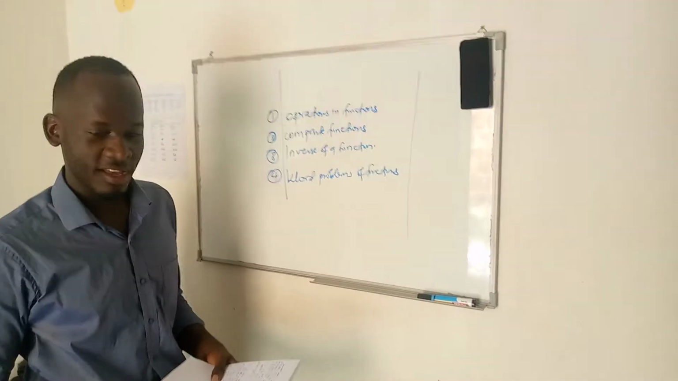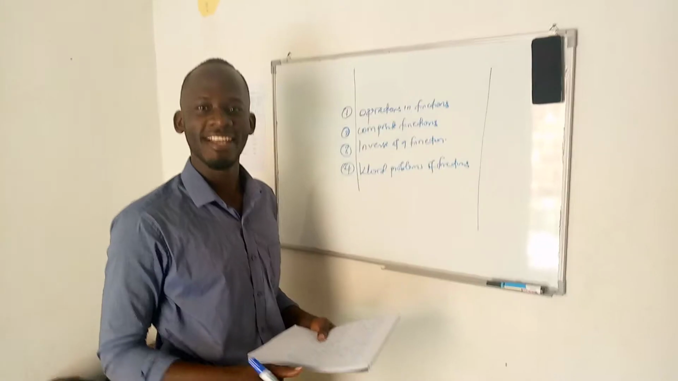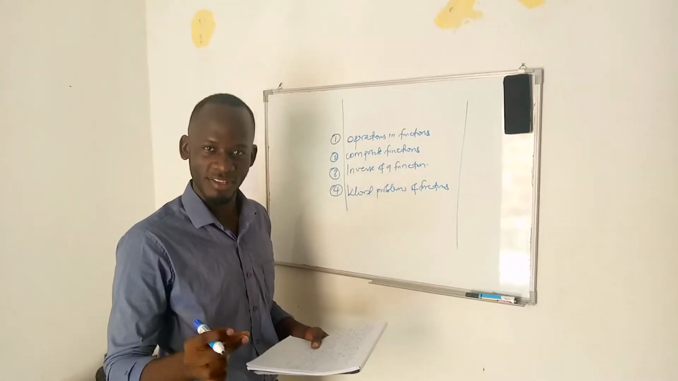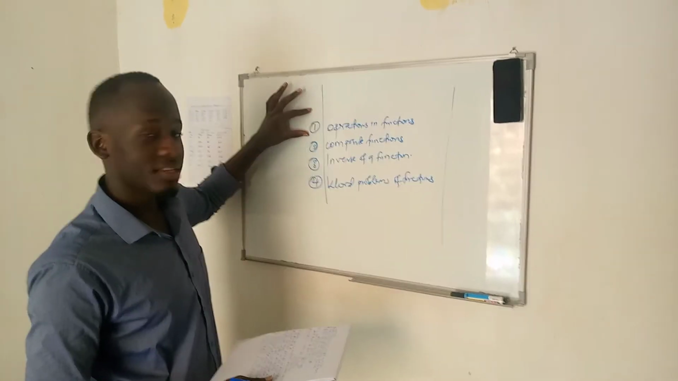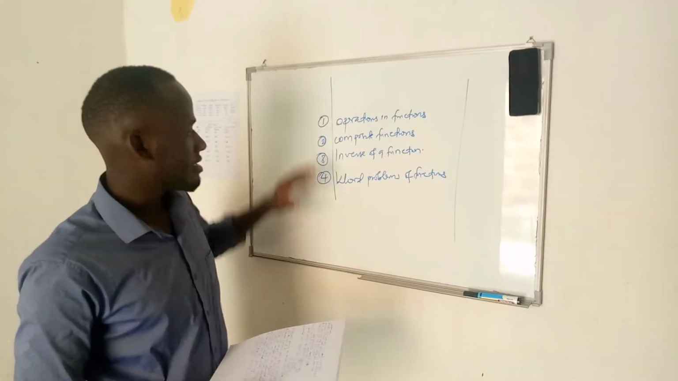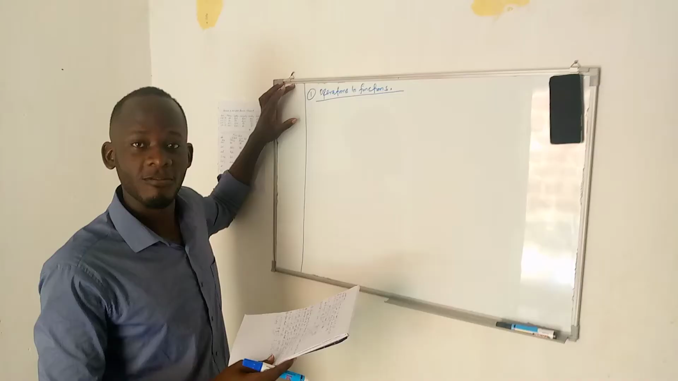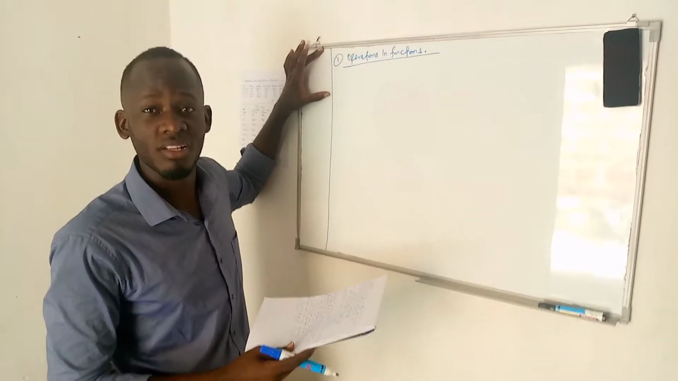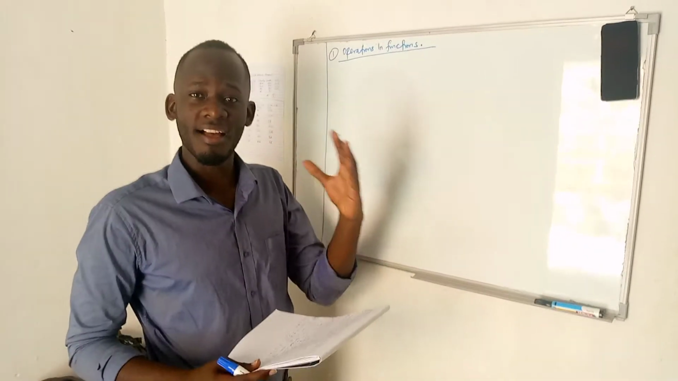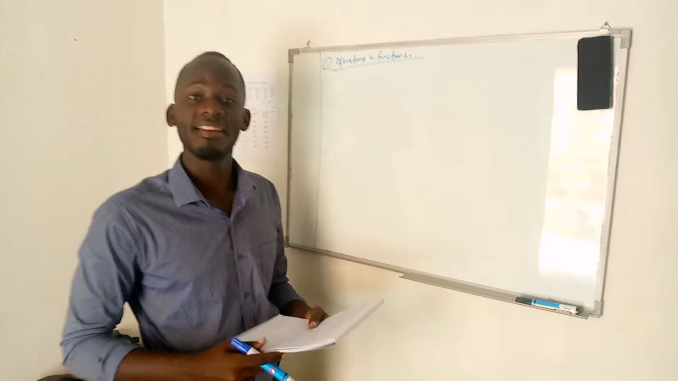I would advise you to get a pen and a piece of paper to jot down the important points that I'm going to write here. So we shall start with operations in functions, where we shall see how functions can be added, how they can be subtracted, how they can be multiplied, and how they can be divided.